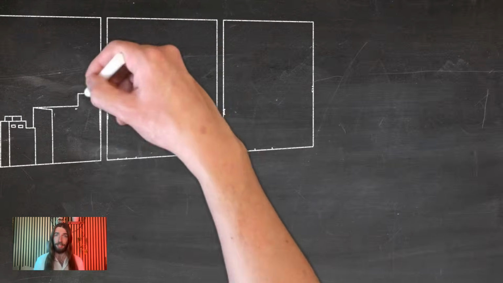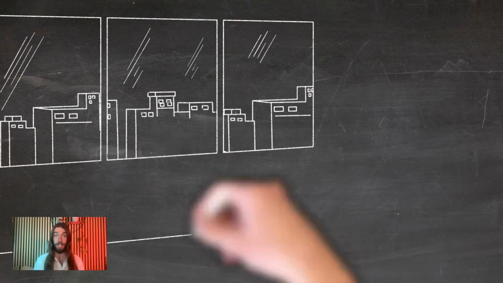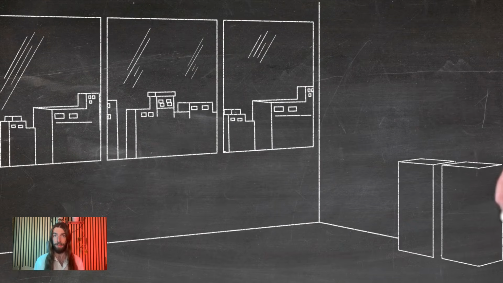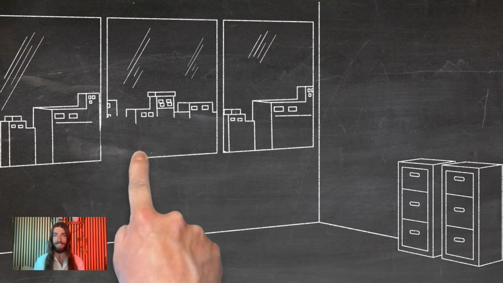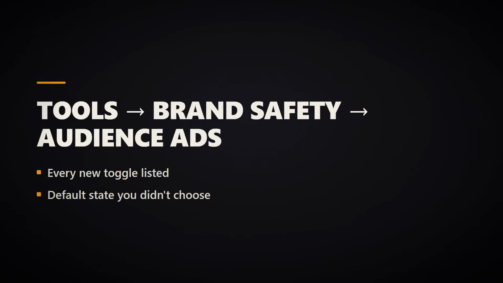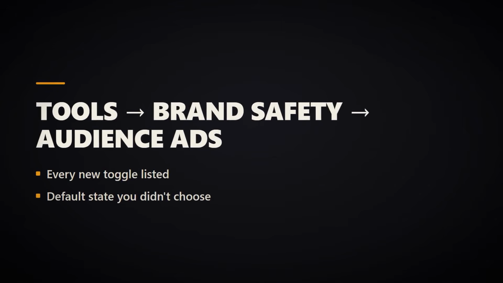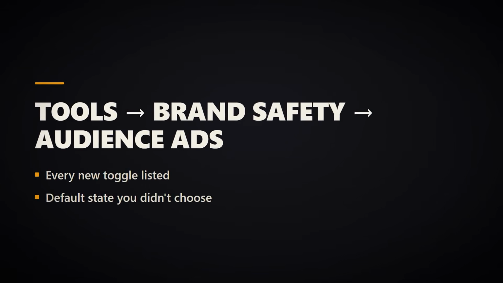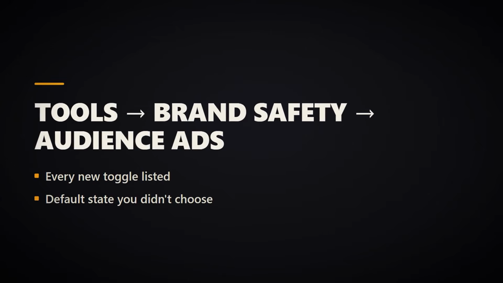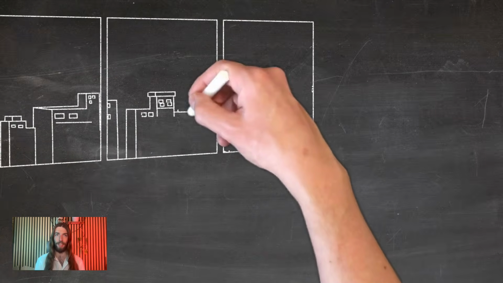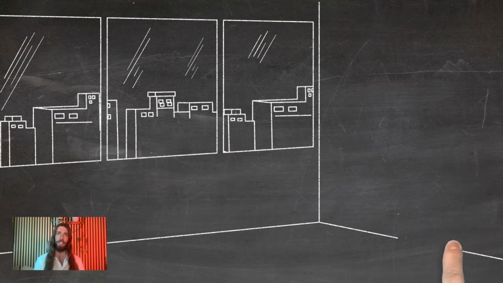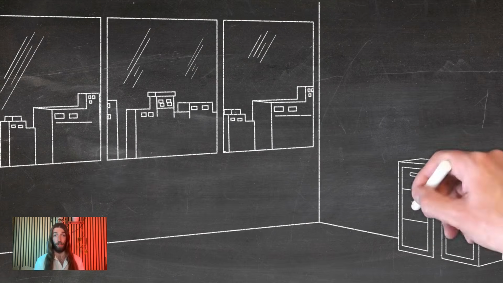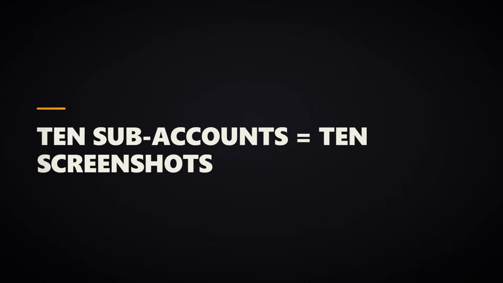The operator who audits inside 48 hours walks into the client Slack with a chart. The one who waits explains seasonality on the QBR path. Tools, brand safety, Audience Ads panel. Every new toggle is listed there with a default state you did not choose. Screenshot the panel today with the timestamp visible. Microsoft is not versioning this for you, so your screenshot is the only baseline you will ever have.